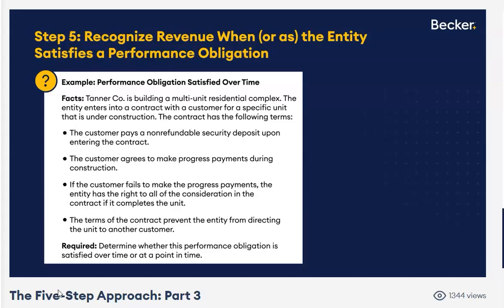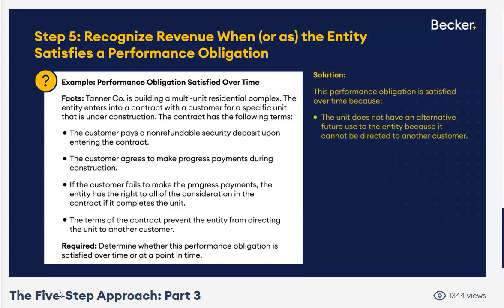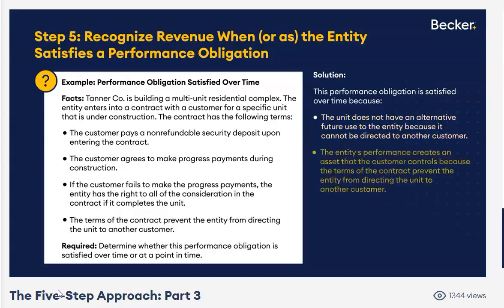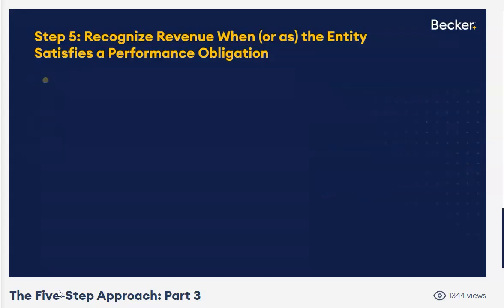That's satisfied over time because as we're building it, we have the right to collect. We are building it for them, and that would be just like percentage of completion contractor accounting. So the unit does not have an alternative use. We're building it to their specifications, and the customer is controlling it. We can't sell it to anyone else.